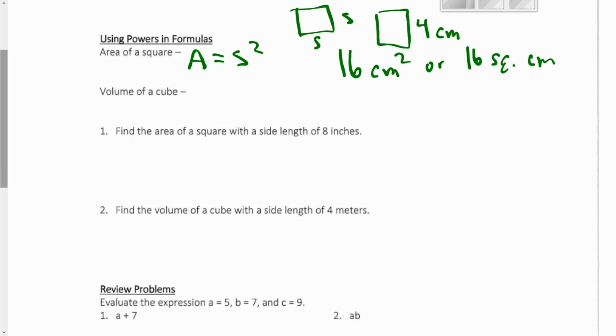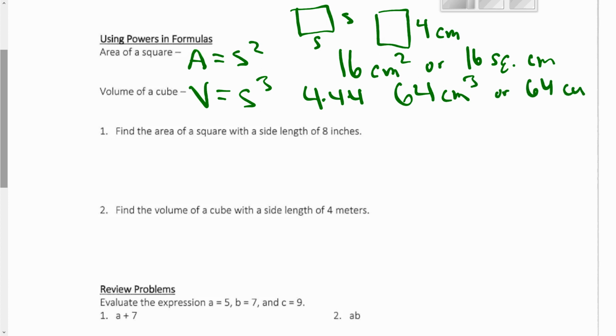Then to find the volume of a cube, which is just the 3D version of a square, it's going to be side cubed instead of side squared. And when we get our answer, say our cube also had side lengths of 4, we would do 4 times 4 times 4. We wind up with 64 centimeters cubed then. Or we could say 64 cubic centimeters, either way. So again, area problems, the units are squared. Volume problems, the units are cubed.